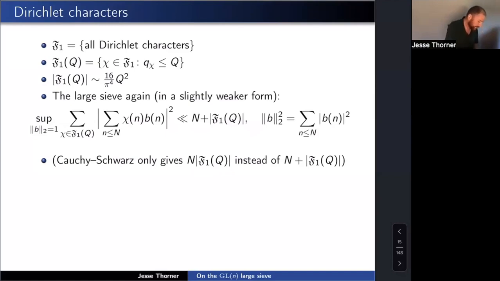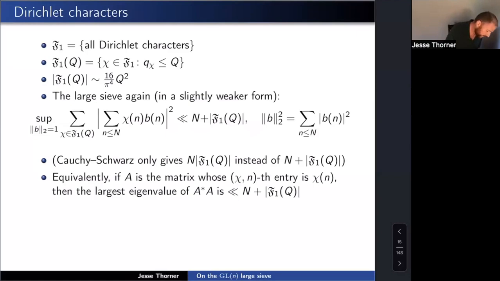And so this is a fairly massive win. I can think of the left-hand side here as being the operator norm for a matrix A, I'm sorry, for the matrix A star A given as follows.